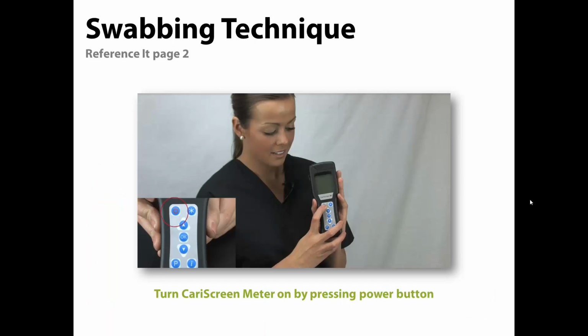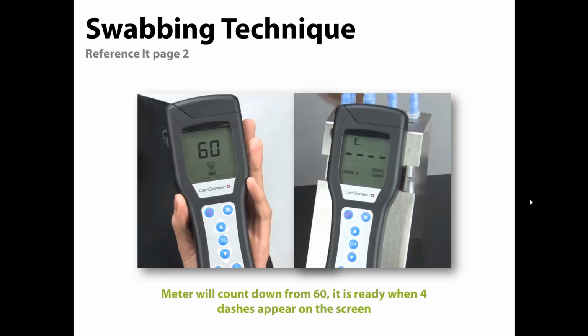Like I said, the technique of conducting the test is not difficult. It's actually very easy. First thing to do is turn the meter on. Make sure you're doing this test prior to the prophy and probing. You will notice the meter will count down from 60 every time you turn it on. You will know it's ready to take your sample when you see 4 dashes on the screen. And note that it will fall asleep after 5 minutes of not being used, so make sure to check and see if it's on if you're going to be doing multiple tests.